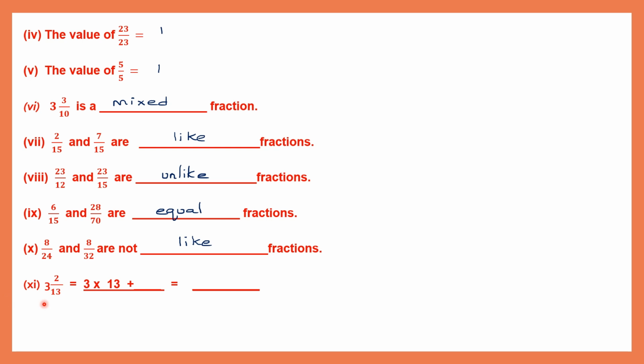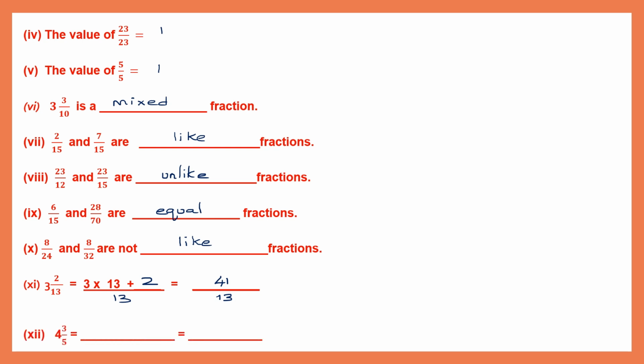Now, the 11th question, 3, 2 by 13. Now, this is going to be converted. So, what do we do? First, we multiply 3 into 13 and add 2 to it. The denominator will remain the same. Now, let's multiply and see what we get. So 3 into 13 is 39 plus 2 is 41. So 41 and the denominator is 13. So what have we done here? A mixed number. We have converted it to an improper fraction.